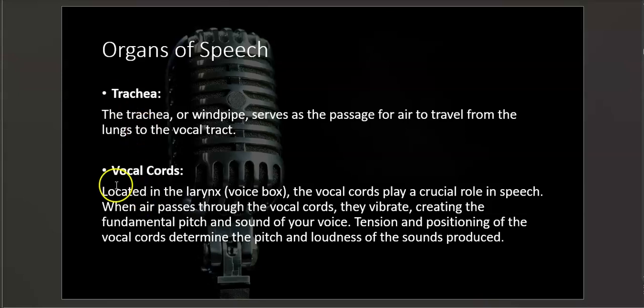Now from the trachea we move to the vocal cords. What is a vocal cord? For those who know poetry, or for those who know how to sing, you've heard this word, vocal cords, and you've even heard your music teachers talk about vocal cords. The vocal cords are located in the larynx, okay?